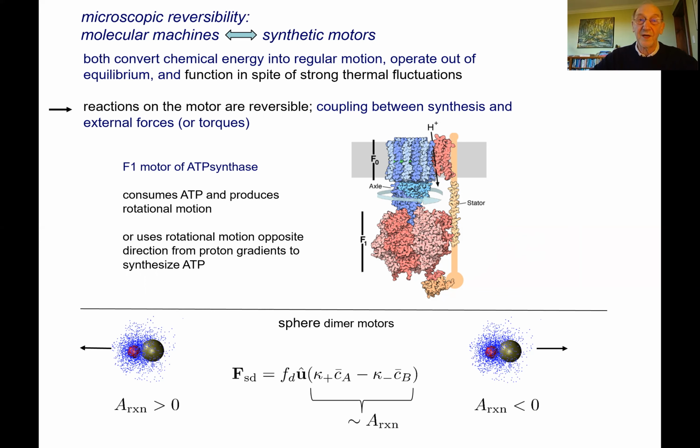The crucial part that I want to focus on is the fact that the reactions are reversible, as I said, and this gives rise, in the presence of external forces, to a coupling between the chemical synthesis and the external forces or torques. This is very familiar in biology. For instance, in the ATP synthase motor, it consumes ATP and causes a part of the motor to rotate. This is what drives flagella, for instance.